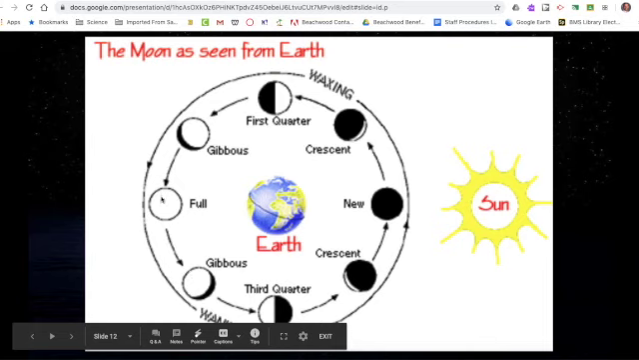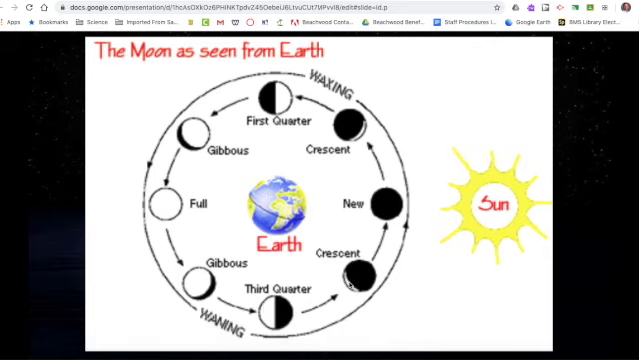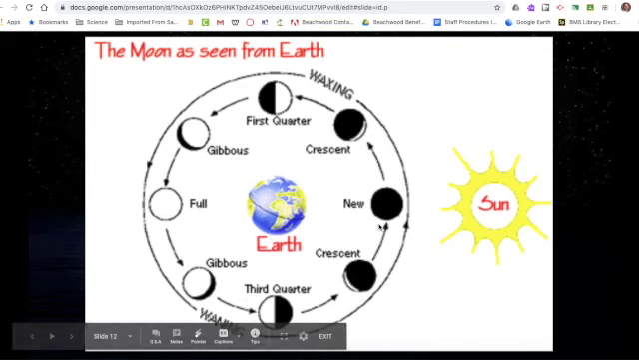And it's less than full, but not half. Half comes when we get to the third quarter, and it's again on the left. And then the waning crescent is that little sliver, again on the left, and then it disappears all the way to new moon.